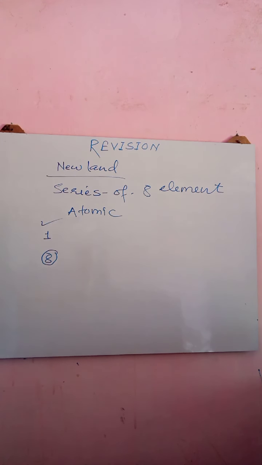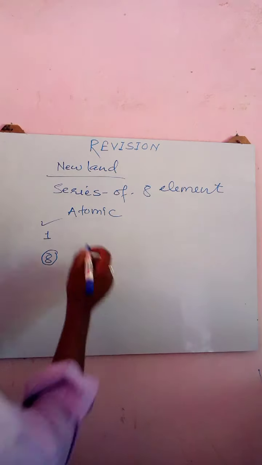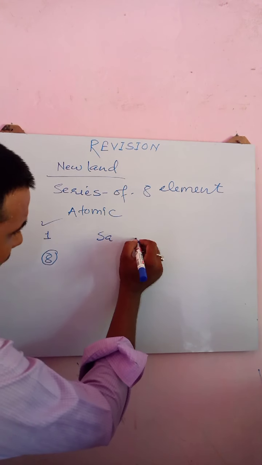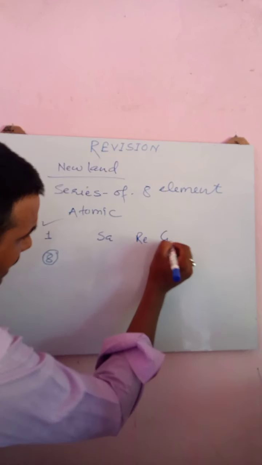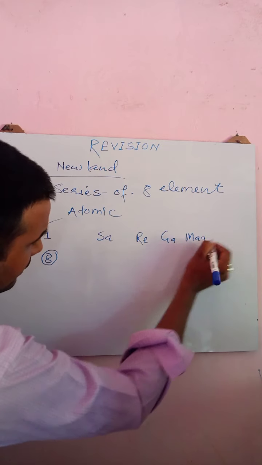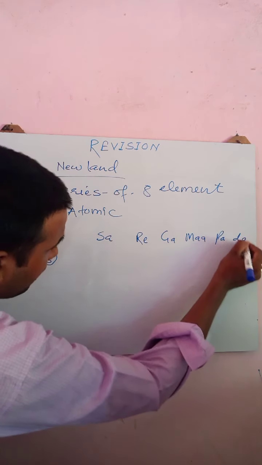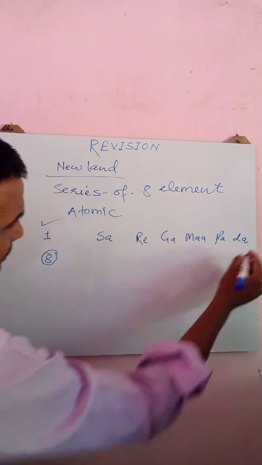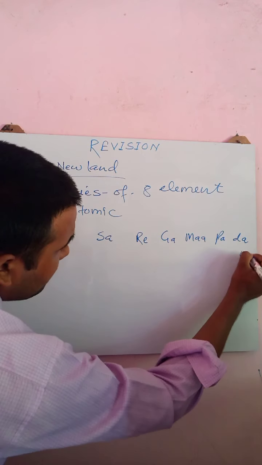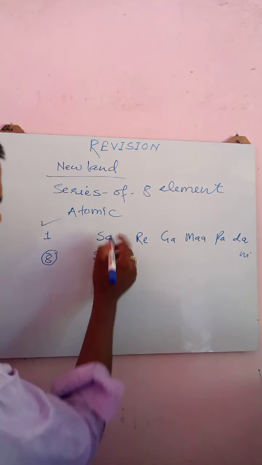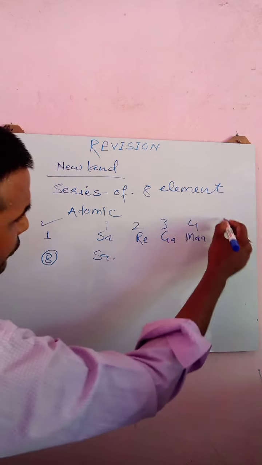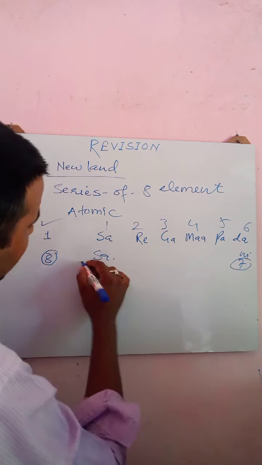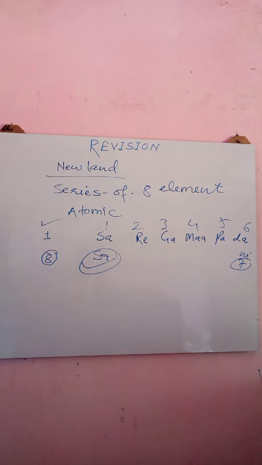Sa, re, ga, ma, pa, da, ni. Okay? We all know the musical notes. Sa, re, ga, ma, pa, da, ni, sha. Pa, da, ni, sha. Again sa. 1, 2, 3, 4, 5, 6, 7 and 8. You can say the 8th musical note is similar to the first note.